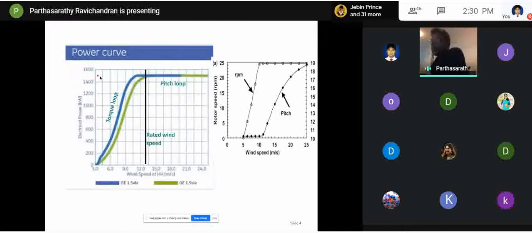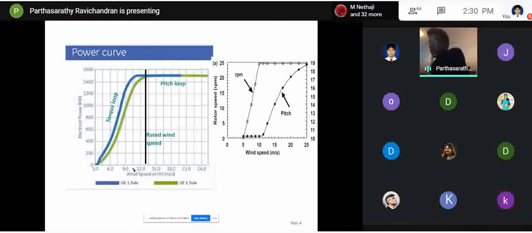In this case, what you see here is that it's almost getting saturated at 1,500 kilowatt. That's 1.5 megawatt. And this is coming from a GE wind turbine. And what you see is that this is a graph between wind speed and the electrical power of the generator at various wind speeds.